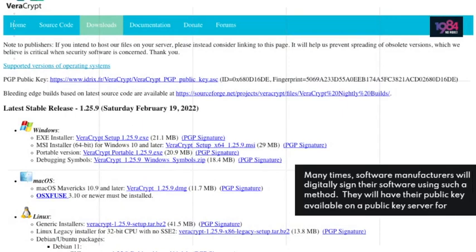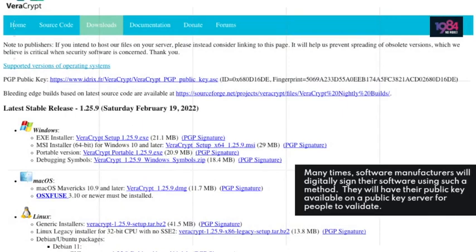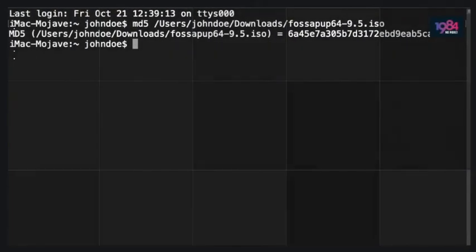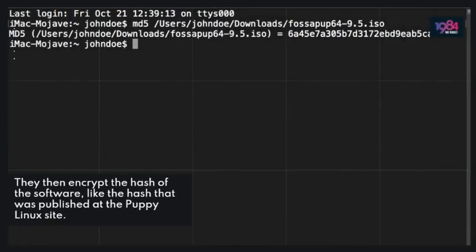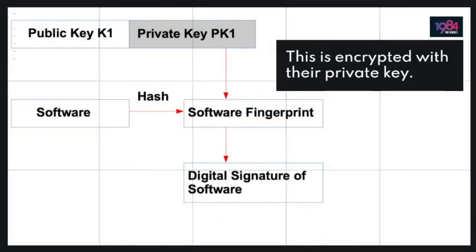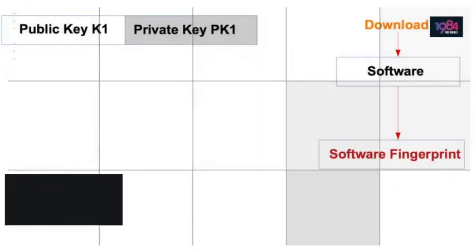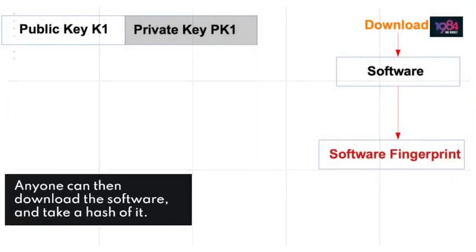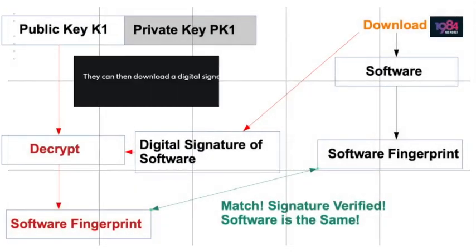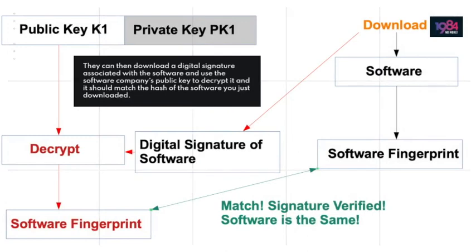Many times, software manufacturers will digitally sign their software using such a method. They will have their public key available on a public key server for people to validate. They then encrypt the hash of the software, like the hash that was published at the Puppy Linux site. This is encrypted with their private key. Anyone can then download the software, and take a hash of it. They can then download a digital signature associated with the software and use the software company's public key to decrypt it, and it should match the hash of the software you just downloaded.